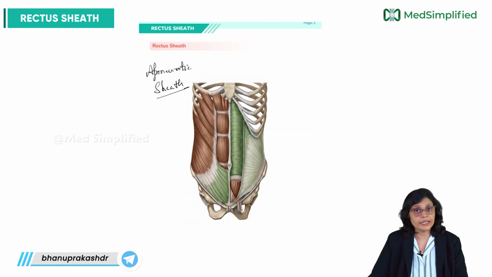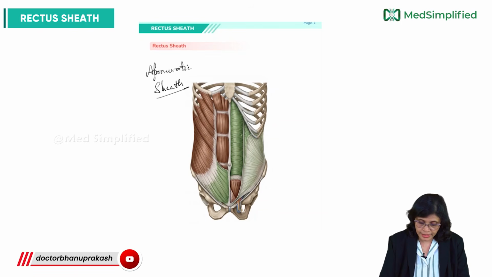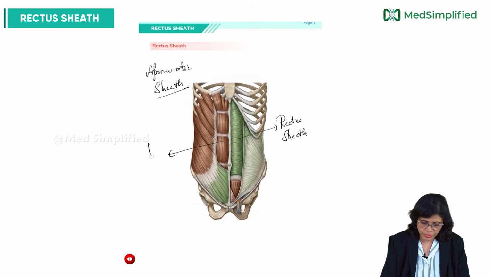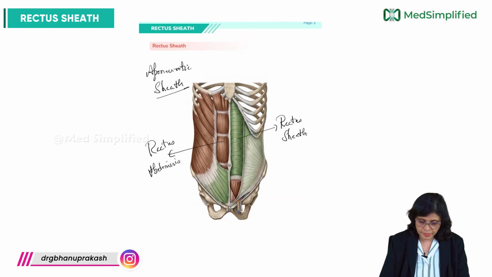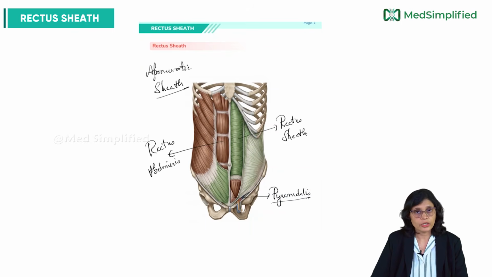It is enclosing mainly the rectus abdominis muscle in the anterior abdominal wall. Sometimes along with the rectus abdominis muscle, it also encloses the pyramidalis muscle. So we can see the rectus sheath here, enclosing the rectus abdominis muscle. And there is a small muscle here which we call the pyramidalis. Sometimes it encloses this muscle when it is present. So thus this rectus sheath is an aponeurotic sheath.